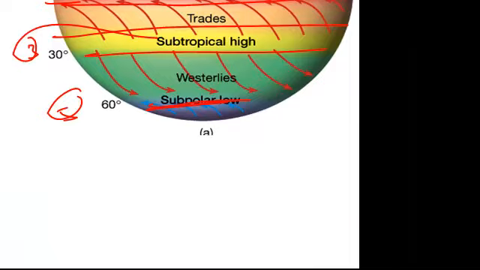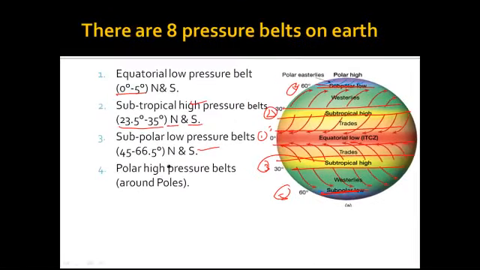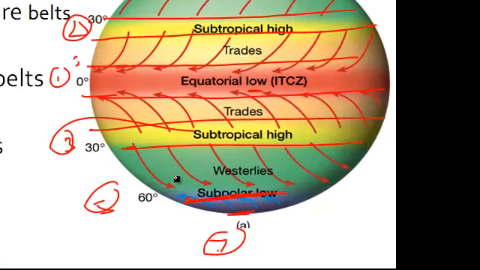And then the last two belts are around the poles, in the north as well as the south hemisphere. These are called the polar high pressure belt, the sixth belt, and this is at 90 degree on the poles, the seventh pressure belt. So in total there are 7 pressure belts.